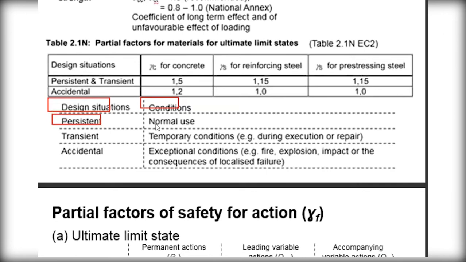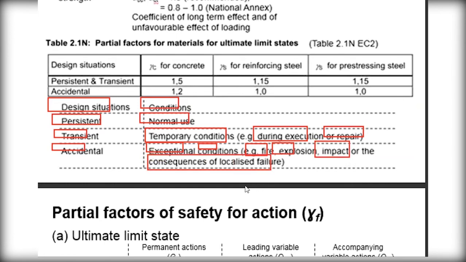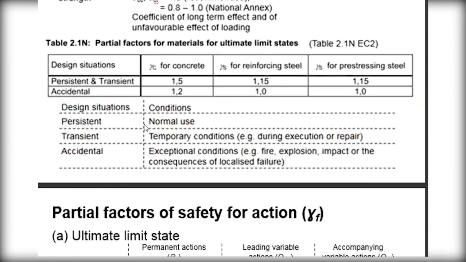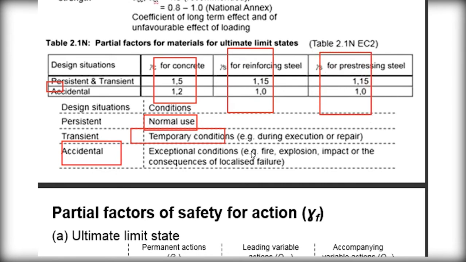Now persistent, it is normal use. Transient means the temporary condition, e.g. during execution or repair. The accidental means an exceptional condition, like under fire or explosion or under impact, or the consequential failure. So it depends on the assumption you make, under normal circumstance, or under temporary condition, or under accidental condition. Whatever your assumptions, the partial safety factor you take depends on the design assumption.